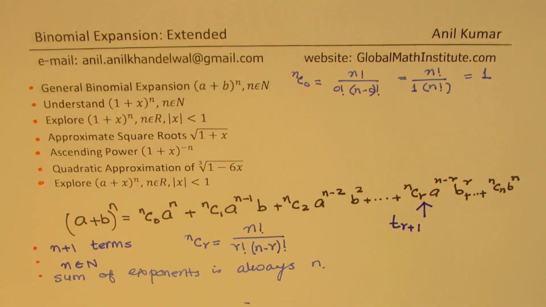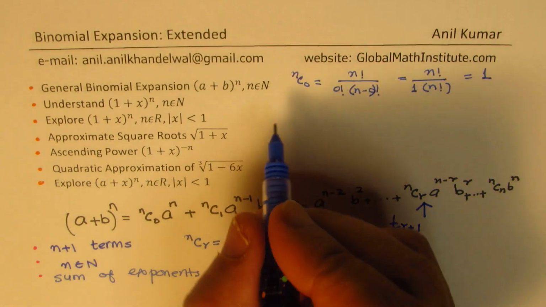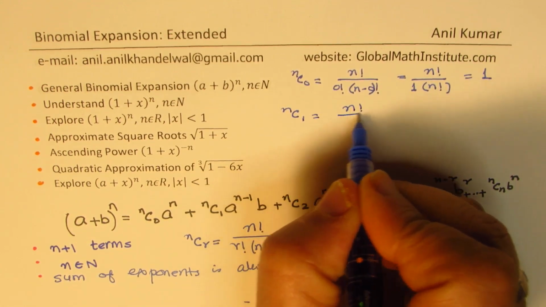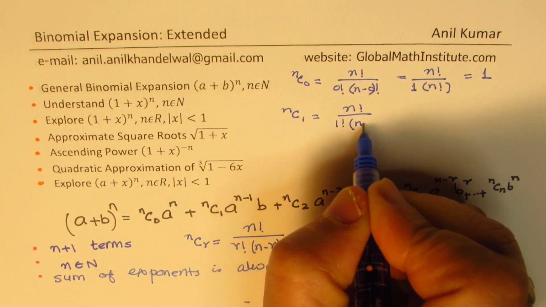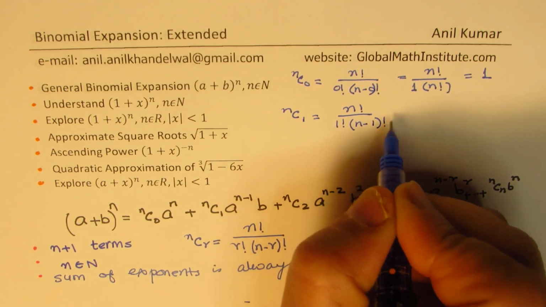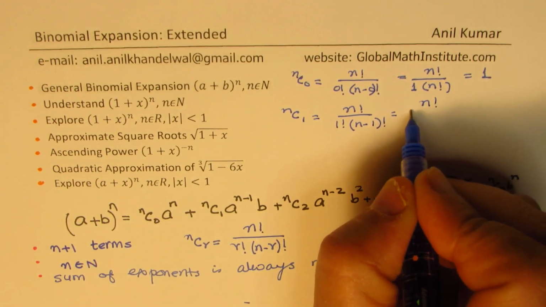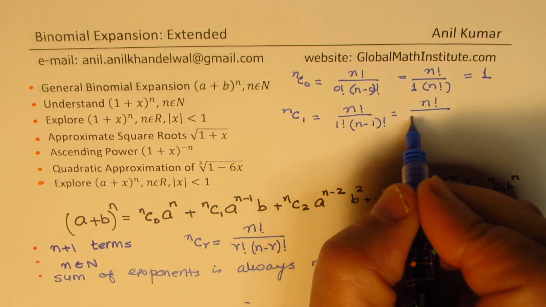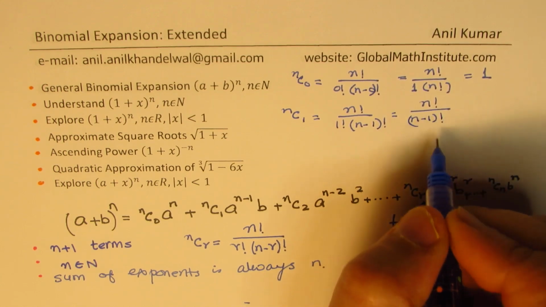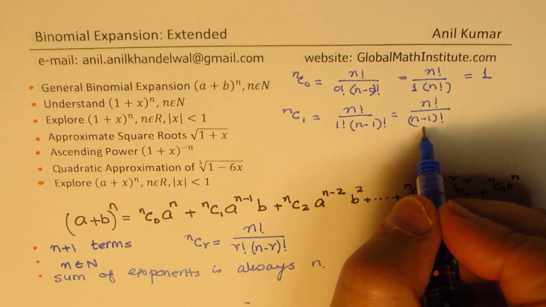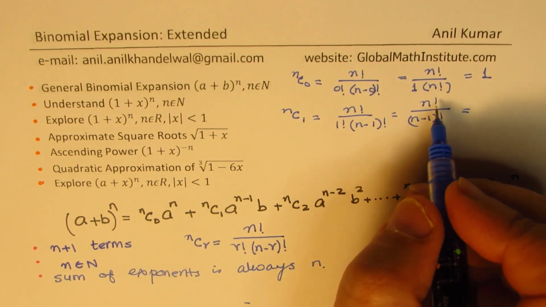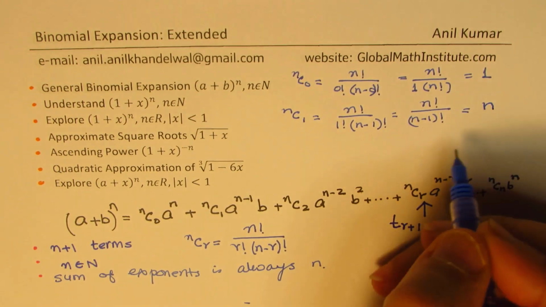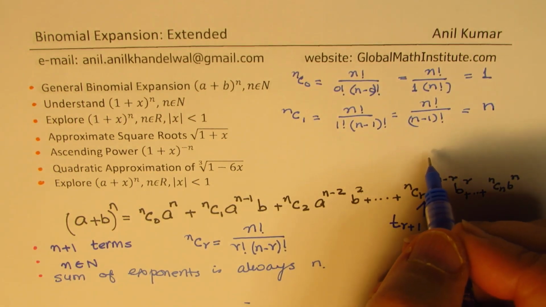So nC0 is just 1, right? Now when I say nC1, that means we get n factorial over 1 factorial times (n minus 1) factorial. So n factorial over 1 factorial is n factorial, and we are left with (n minus 1) factorial. Now when you say n factorial over (n minus 1) factorial, you get n times (n minus 1) factorial over (n minus 1) factorial, so we get n as a result, right?